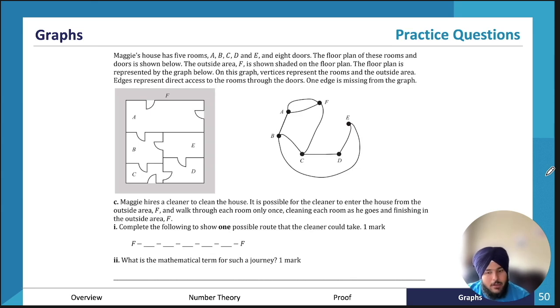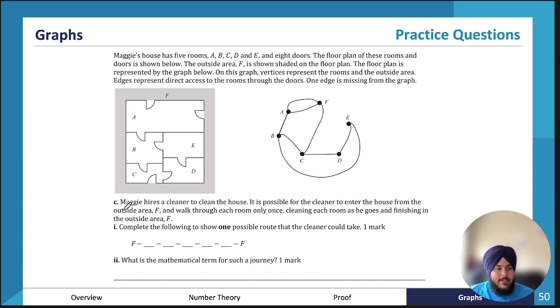Okay, this question over here. Maggie's house has 5 rooms, A, B, C, D, and E, and 8 doors. The floor plan of these rooms and doors is shown below. The outside area F is shown shaded on the floor plan. The floor plan is represented by the graph below. On this graph, vertices represent the rooms and the edges represent direct access to the rooms through the doors. One edge is missing from the graph.